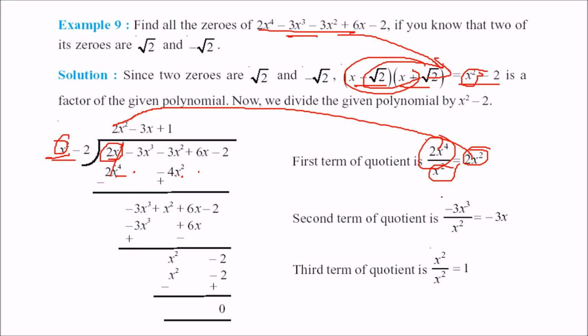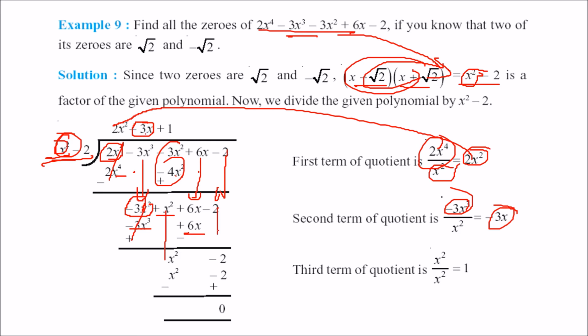So just subtract, this gets cancelled out, this will be like this only, this will be like this only, this will give you x square. Now this minus 3x square has come. Take minus 3x square divided by x square. What do you get? Minus 3x. Place minus 3x here. Multiply minus 3x by this and place it accordingly. So you will get minus 3x cube, 6x. This gets cancelled out. This will be here. This will be here. This will be 0.